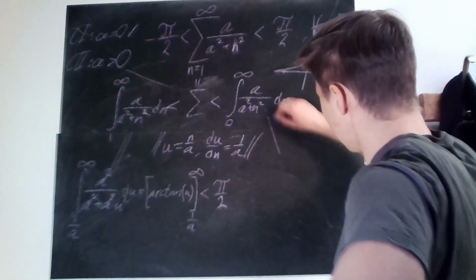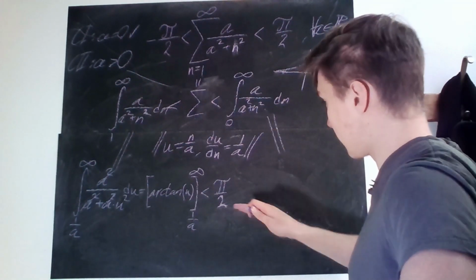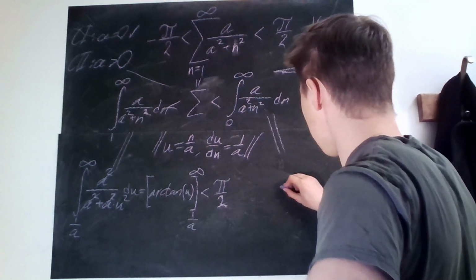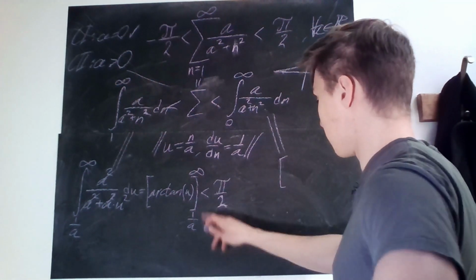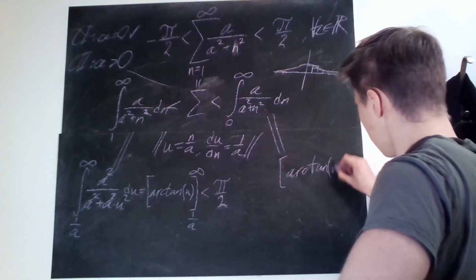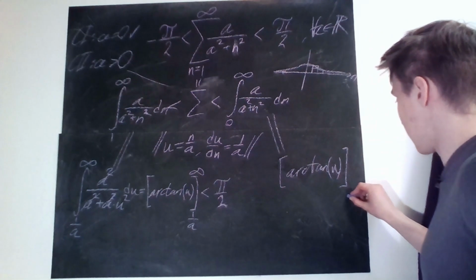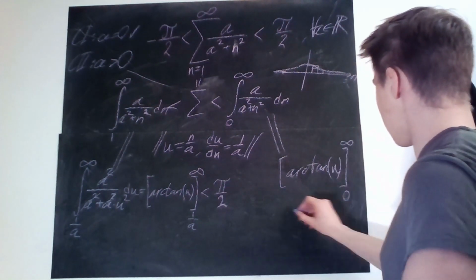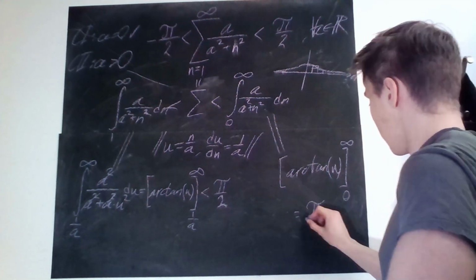And now what is the other one equal to? We do the exact same thing, and then instead of going from 1 over a to infinity, we still have arctan u, but we get 0 to infinity, which is exactly equal to pi over 2.